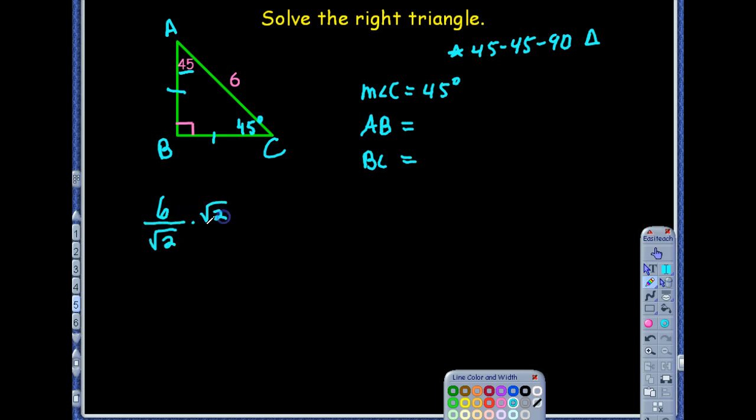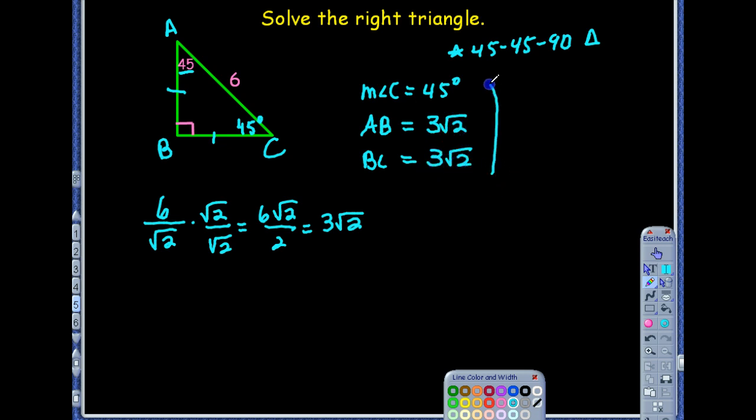And let's do a quick rationalizing. We've done this a few times so far. So 6 radical 2 over 2, which simplifies to just be a 3 radical 2. And that represents AB and BC. Look at that, we're done. I love it. Piece of cake.